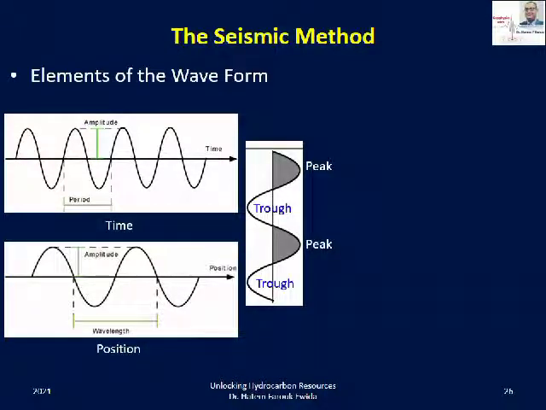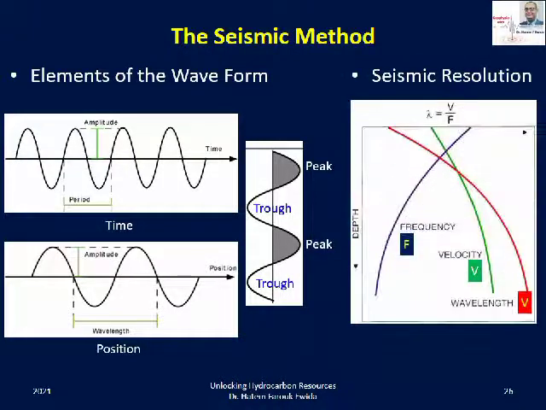The different colors are either a peak or a trough. So we have peaks, we have troughs. These are the elements of the wave. This is what is displayed on the seismic section. So we have peaks and troughs. We'll understand thoroughly when I have a peak and when I have a trough in the coming lectures.